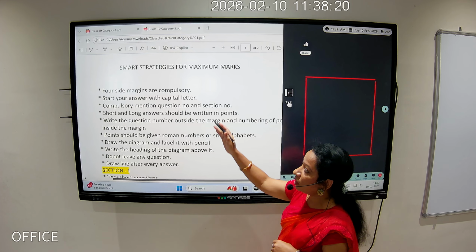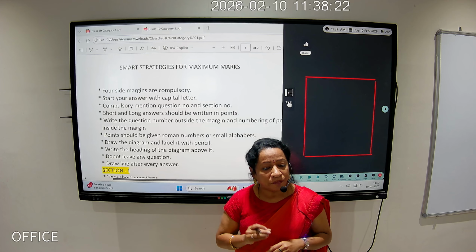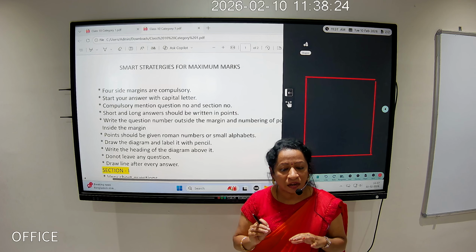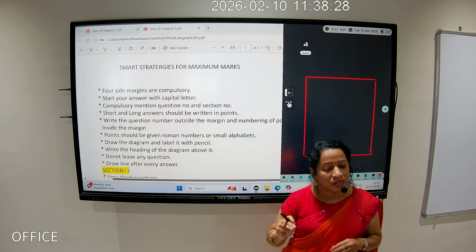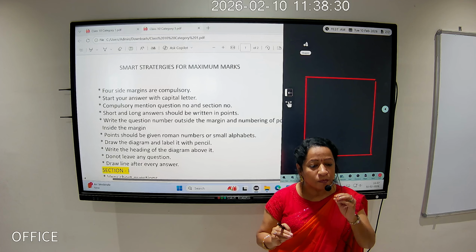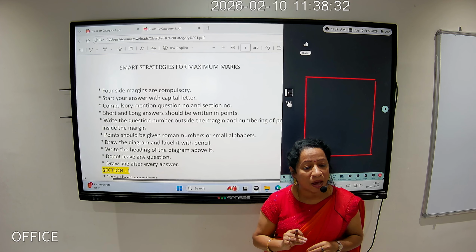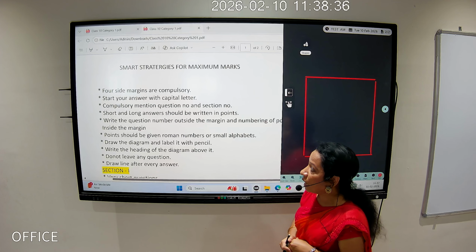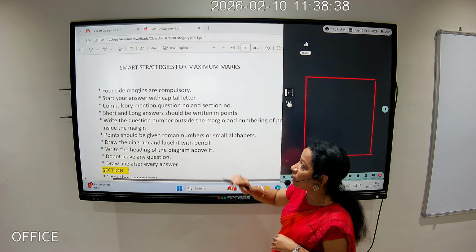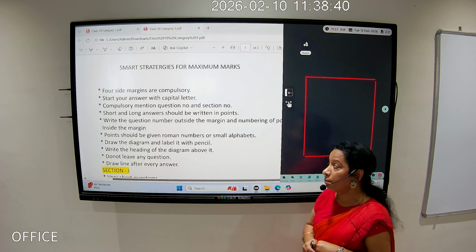The second one, start your answer with the capital letter. I know this is a biology paper, but still these sort of things are considered when they are going to award full marks for your paper. So start it with a capital letter. Compulsory mention the question number and section number.